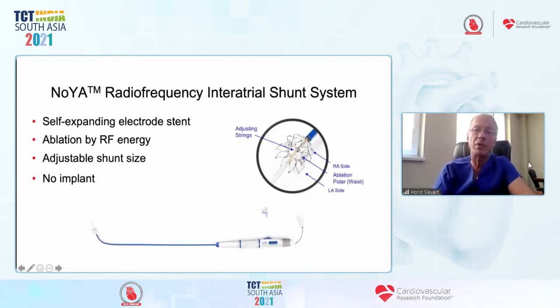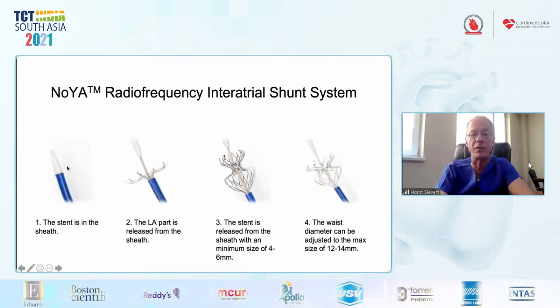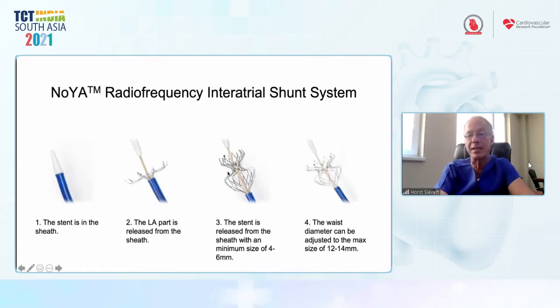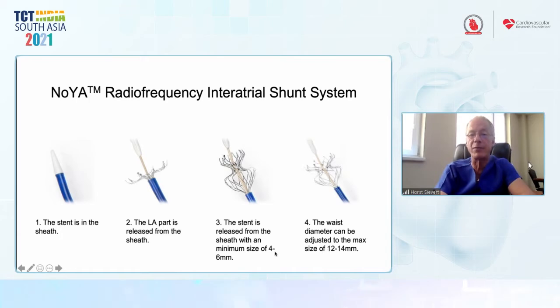Then we come to the NOIA radiofrequency interatrial shunt system. As mentioned before, this is ablation by radiofrequency energy. It has an adjustable shunt size, so you can insert the device after transseptal puncture. You open the distal part, you open the proximal part, and then you can adjust the size of this waist here according to the individual need of that patient. Then you apply radiofrequency, and you can create defects between 4 and a maximum of 14 millimeters.